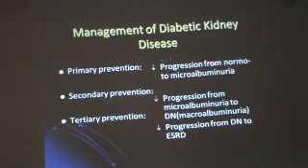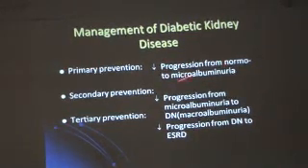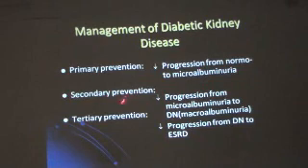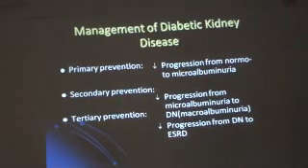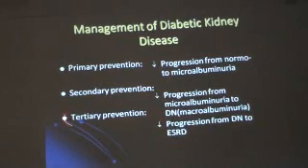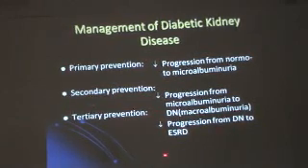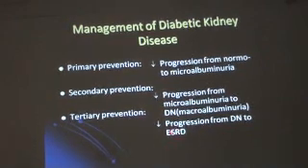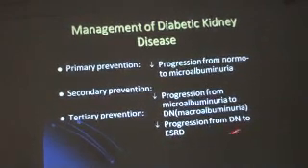Primary prevention is before progression from normal to microalbuminuria. Secondary prevention is when microalbuminuria has already started and goes on to macroalbuminuria. And tertiary prevention is the reduction of the progression of diabetic nephropathy to end-stage renal disease.